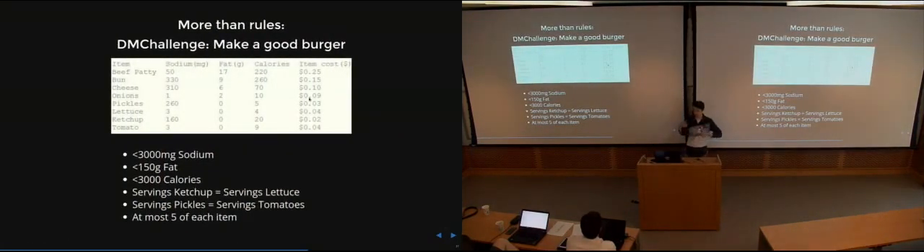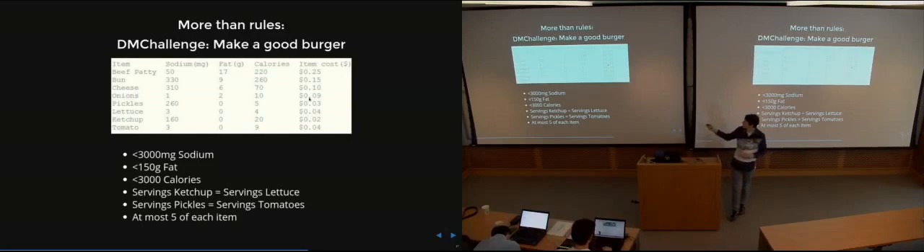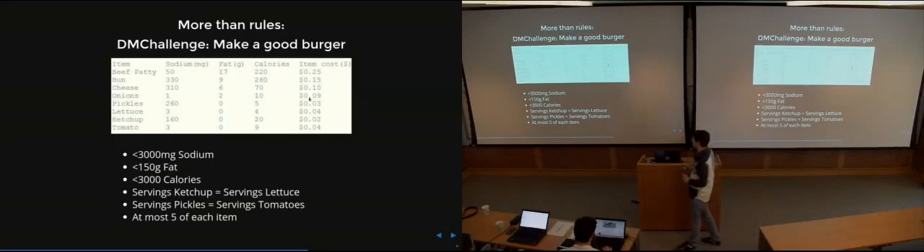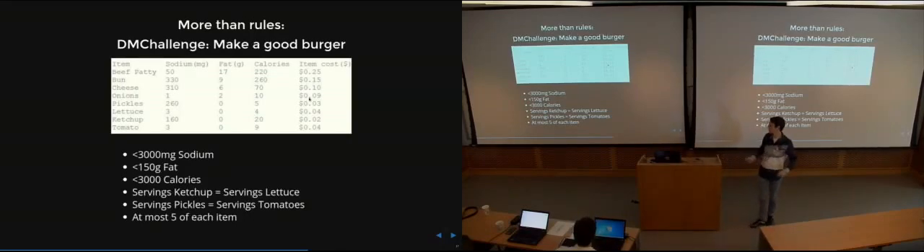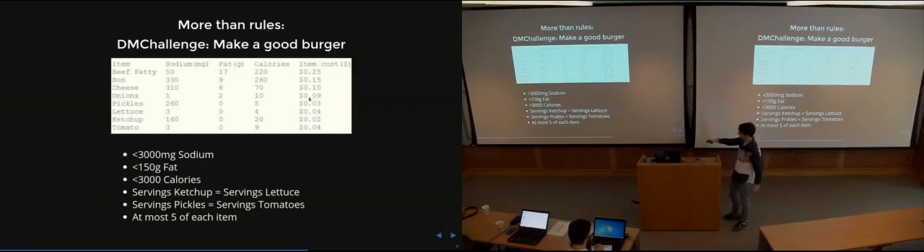But up till now we just used a decision table which is always rules, but we can even do more stuff. I have an example here from a DM challenge from last year, where the challenge was to make a good burger. You have some items which have properties like the amount of sodium, fat, calories, and its cost, and these together make a burger. You have to have all the items, but there are also some health limitations on burgers. It can't contain too much sodium, fat, or calories, and for flavor reasons, servings of ketchup should be the same as servings of lettuce, pickles, tomatoes, and at most five of those items should be in each burger. Now you can ask questions like, what would be the cheapest burger? What would be the most expensive burger?